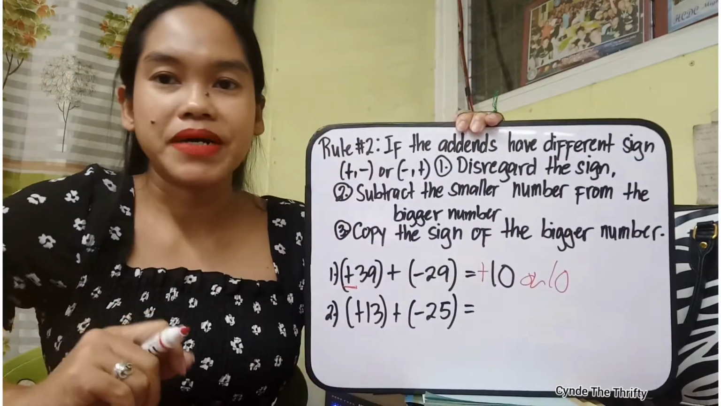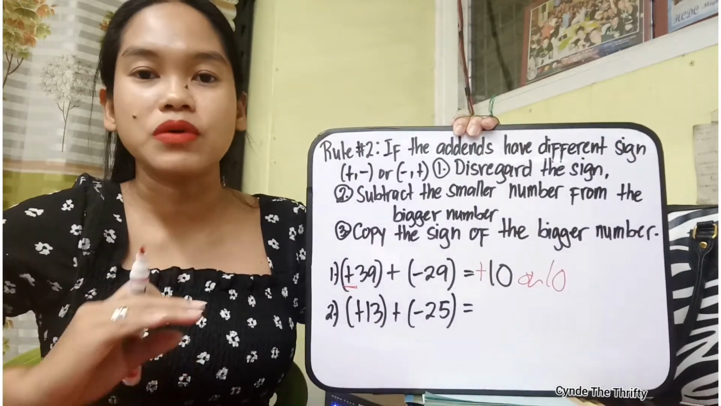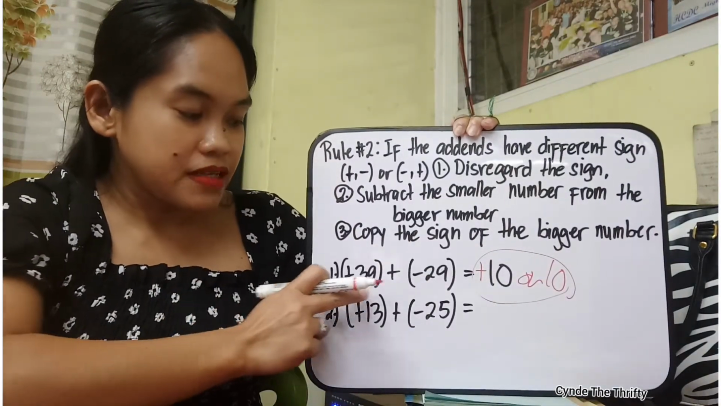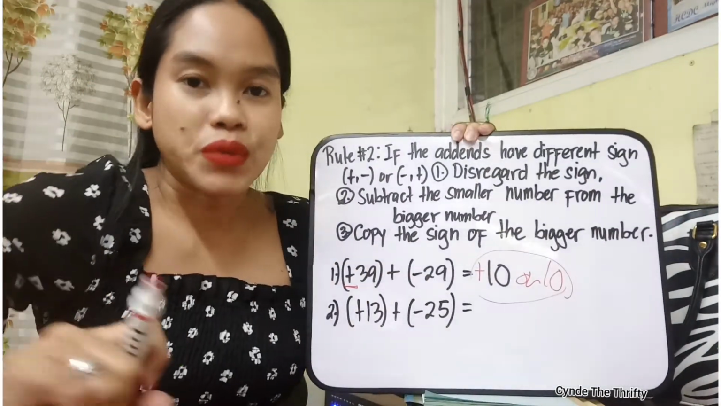10. So, pwede rin ganyan pagkasulat. Automatic na yan kapag walang positive sign, automatic na yan siya as positive. So, ito yung sagot natin sa positive 39 plus negative 29.